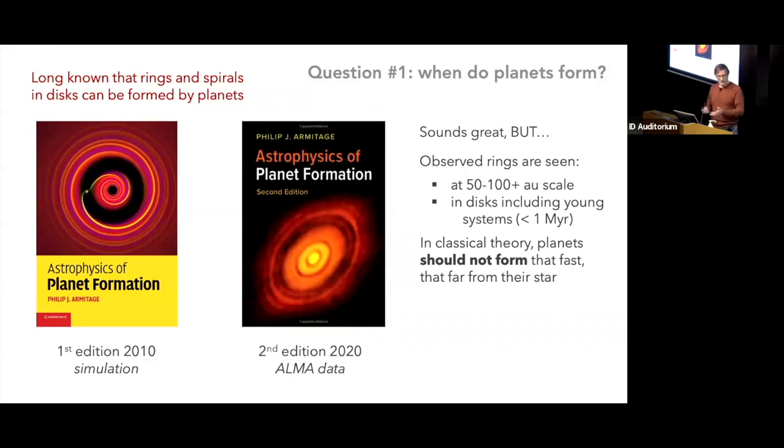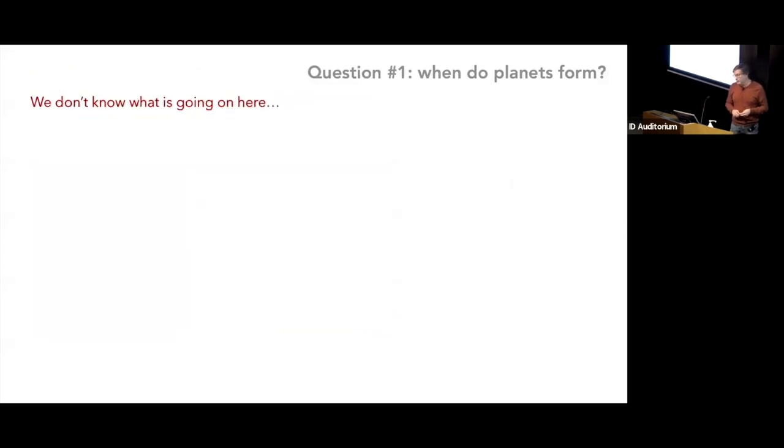So if, in fact, those rings are being caused by planets, we've confirmed the aspect of how planets interact with their gas disks, so that's good, but we have a problem in understanding how we actually form those planets in the first place. So basically, we don't know what's going on here, right? So this is a big open question. A lot of people are working on that from both a theory and an observational point of view.